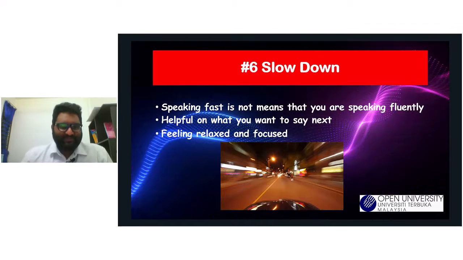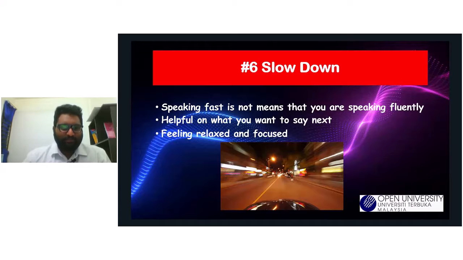Slow down. Slow down. Many English learners think that speaking fluently means they need to speak fast. This is wrong. Speaking fast does not mean that you are speaking fluently. Not at all. As you can see in this picture, I think it's not working on me, yeah? So no point in showing that to you guys.